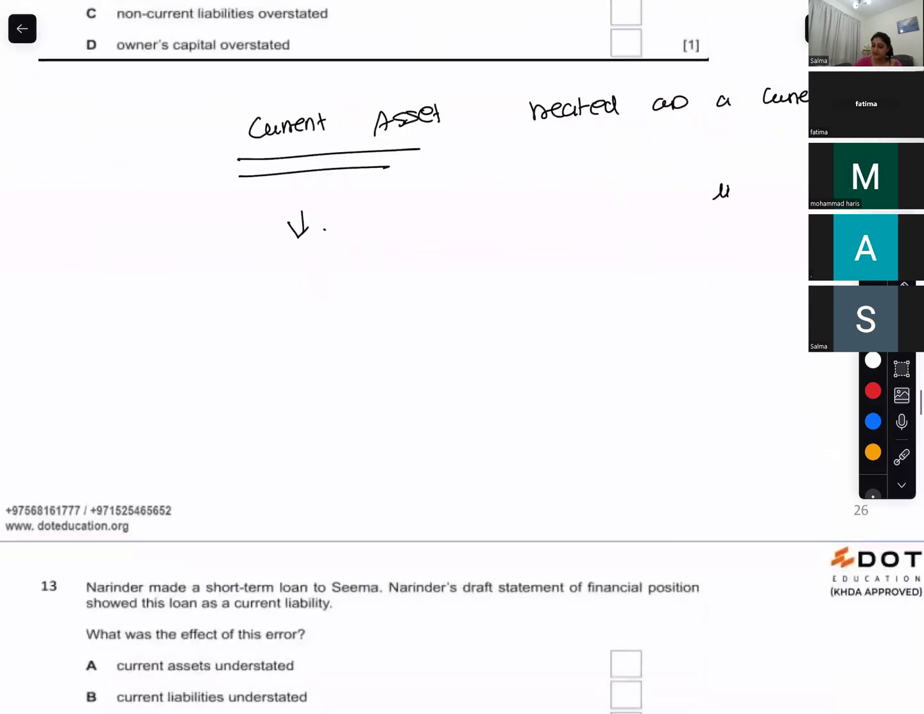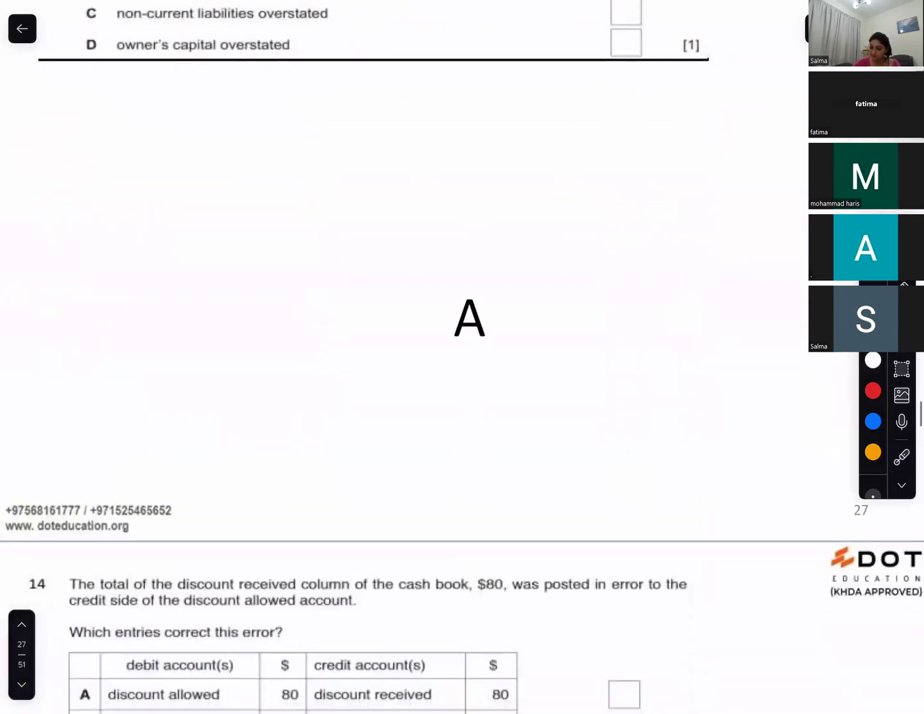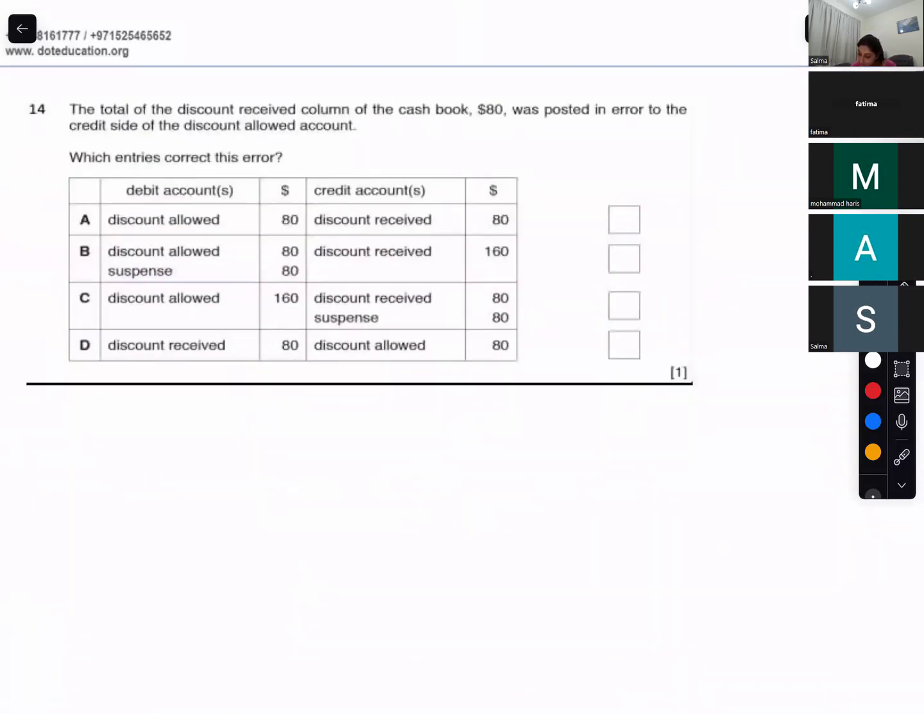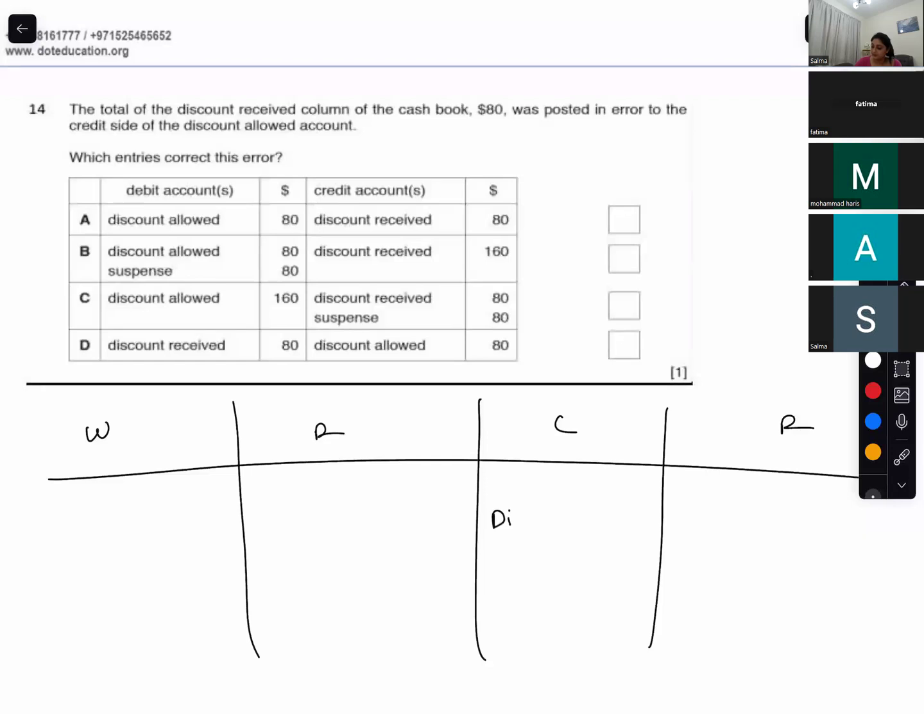Fatima. The total of the discount received column of the cash book, 80, was posted in error to the credit side of the discount allowed. So wrong, reverse, correct, and rectification. The correct is discount received credit, and the wrong is discount allowed credit, which is reversed to discount allowed debit. So it's discount allowed debit 80 and discount received credit 80. Which option? Option A.